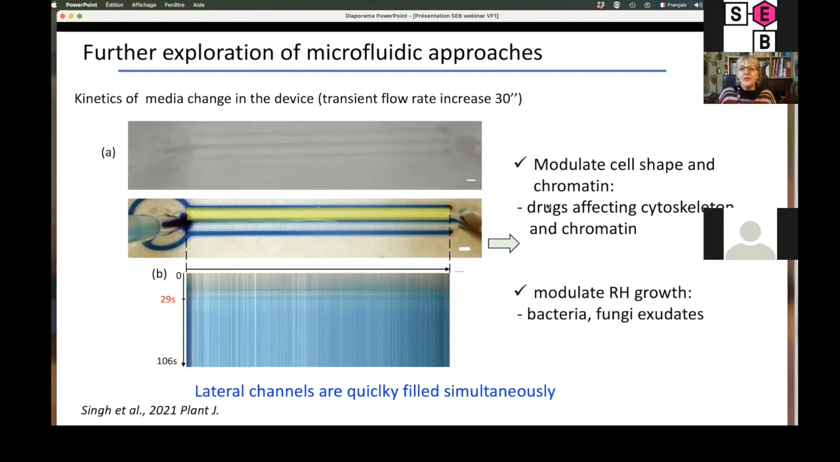So, thanks to this property of our device, we can easily modulate the cell shape and chromatin using drugs affecting cytoskeleton and chromatin, but also we can modulate root hair growth by using bacteria or fungi exudates.